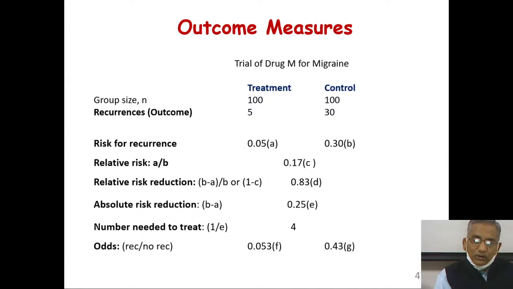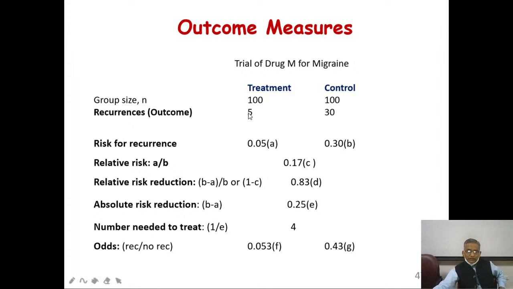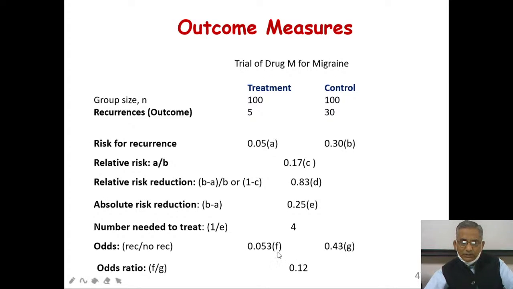Then you can also calculate odds. Odds is basically 0.053. So 5 upon 100, that's the risk. So odds will be 5 upon 95. Here it will be 30 upon 70. 30 upon 70 will be 0.43. 5 upon 95 will be 0.053. That is the odds in the two groups, and the ratio of the two will be the odds ratio. 0.053 divided by 0.43 is 0.12. Right? So this is basically the odds ratio. So for a clinical trial, mainly you compare these summary measures.